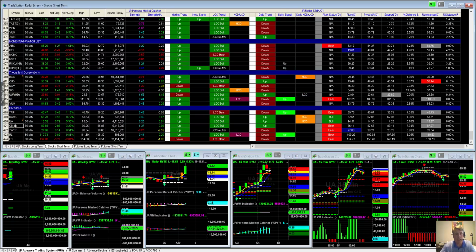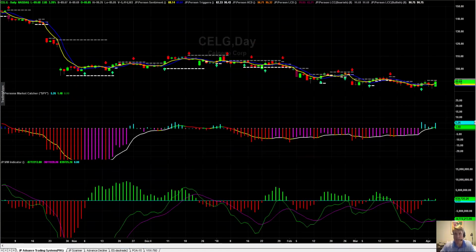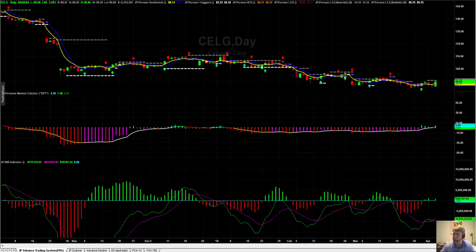So let's take a look at CELG, and I know this is a kind of an ugly stock because it's done nothing but go down. But look at this, and I want to give you the very similar situation. See that resistance level?